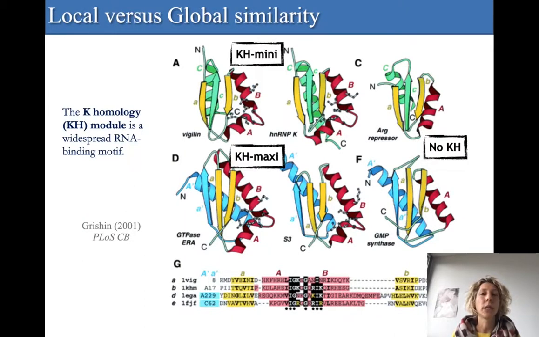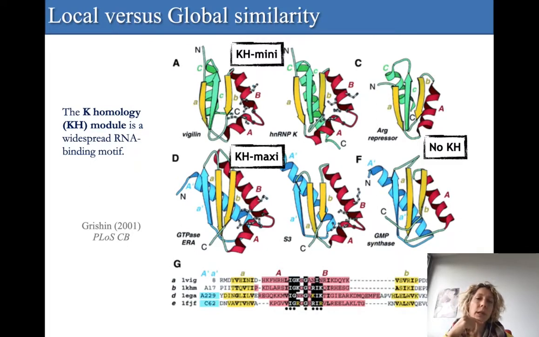Here is another example, the KH module that you have on top. You can have this homology module in mini form, maxi form, or not at all. This is a widespread RNA binding motif, but in principle these proteins represent different folds. So here again it's not clear whether we have some remote homology, or whether they descend from a common ancestor, or whether it is convergent evolution.